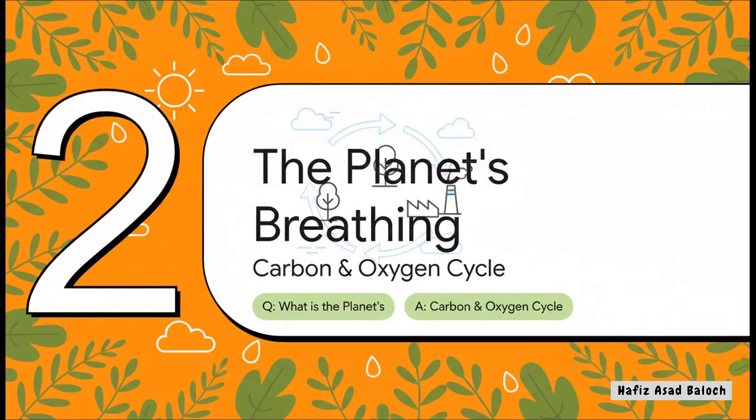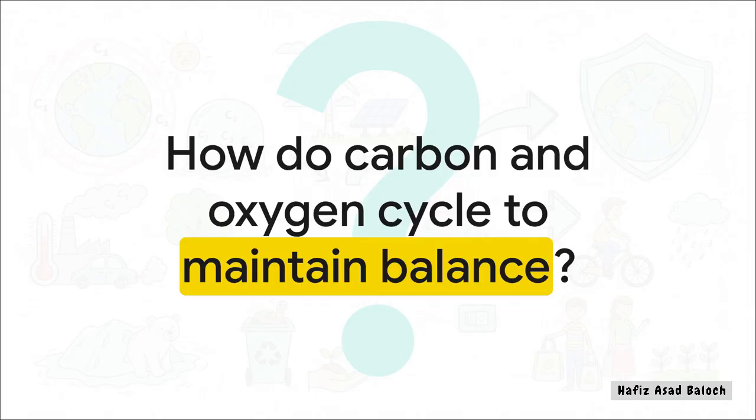All right, that brings us to section 2, the planet's breathing cycle. We're going to zoom in on one of the most critical cycles for life on Earth. You can almost think of it as the planet taking a giant breath in and out. So the big question here is, how do carbon and oxygen actually cycle through an ecosystem to keep everything in balance? This is a super important concept, so let's break down exactly how it works step by step.